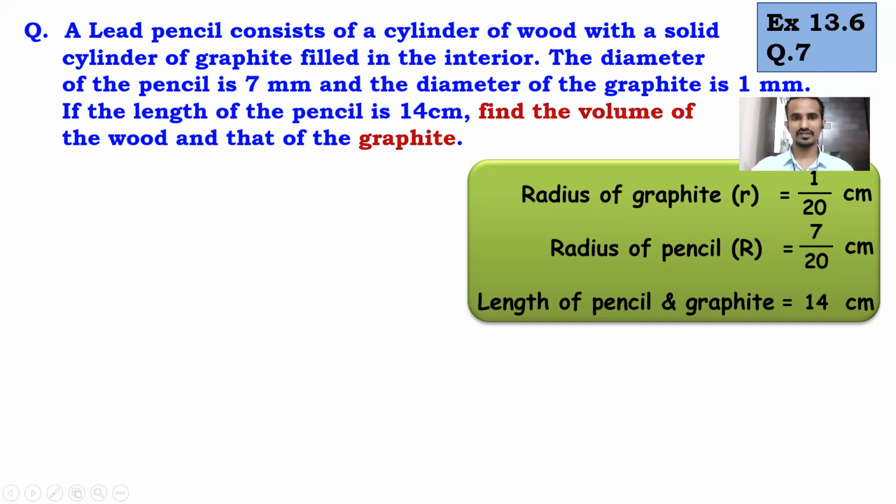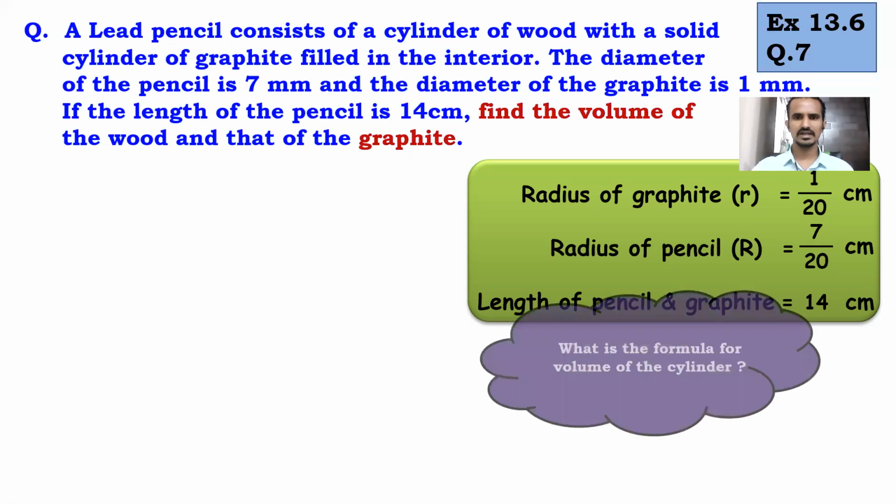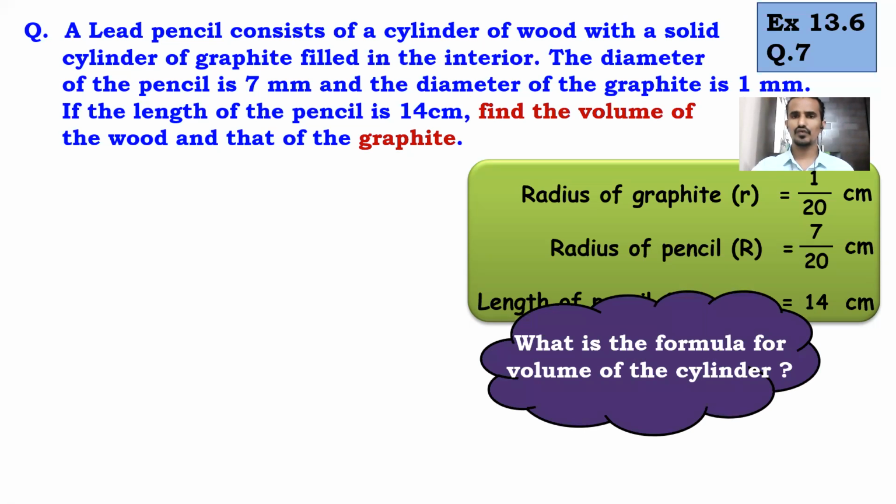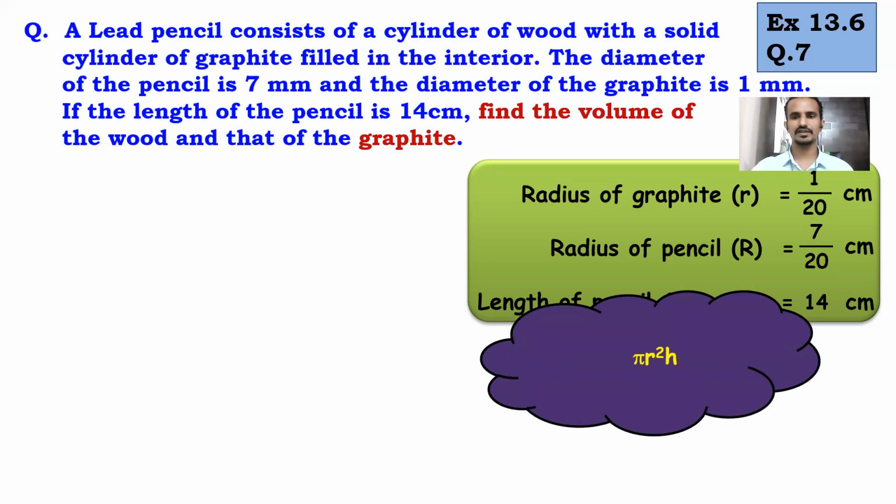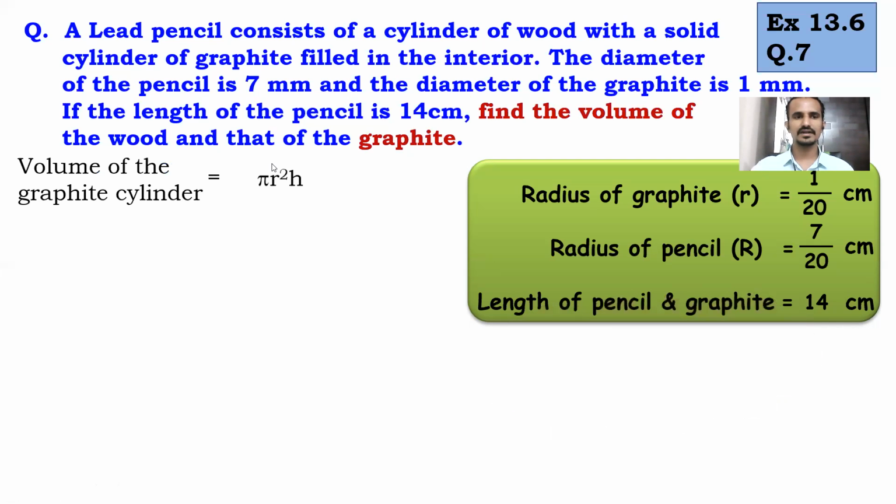So we'll first find the volume of graphite. Let's do that. The formula for volume of cylinder is pi r square h. And remember, in case of graphite, we are using the inner radius. So that will be small letter r. We have already mentioned that radius of graphite is small letter r, which is 1/20. Let's calculate the volume. Volume of graphite cylinder, pi r square h.